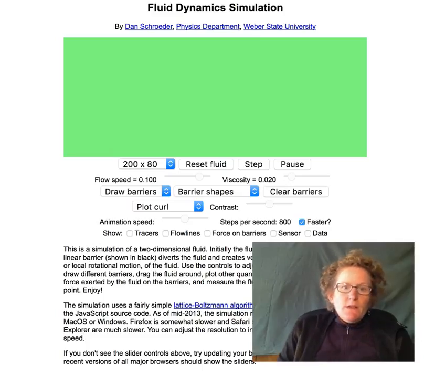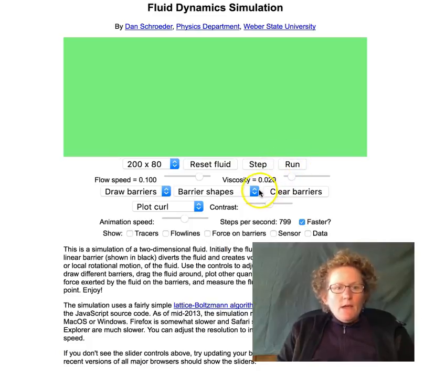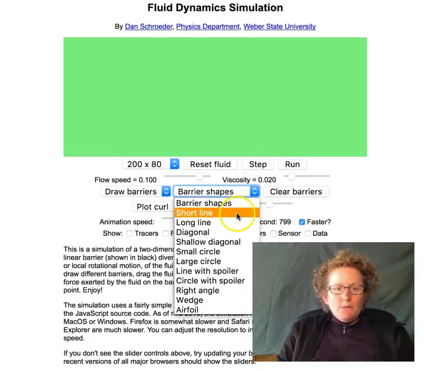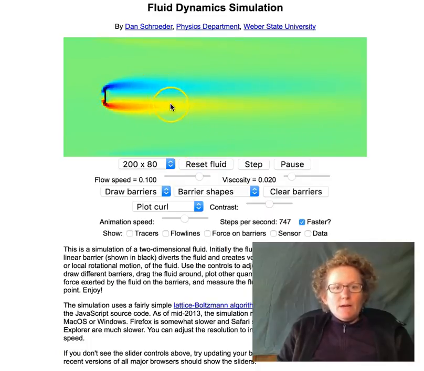So using the URL on your lab sheet, you can get to this simulation, and it first looks pretty darn boring. I actually have mine on pause. You will have to set it to run. We'll have to put a barrier in there, so let's put a big blocky shape in there, like a short line. And then we can say run. And this is what I'm talking about, plot curl.